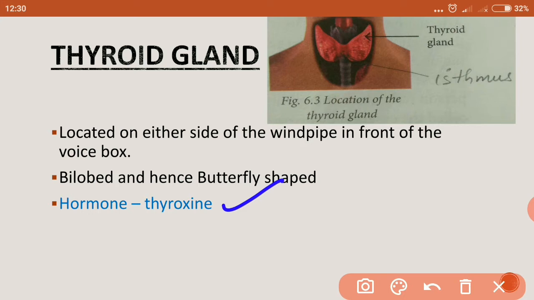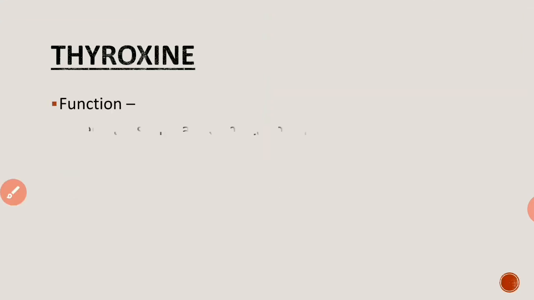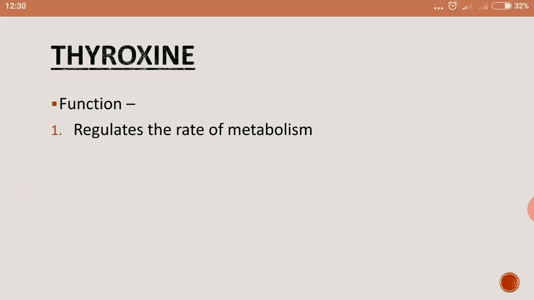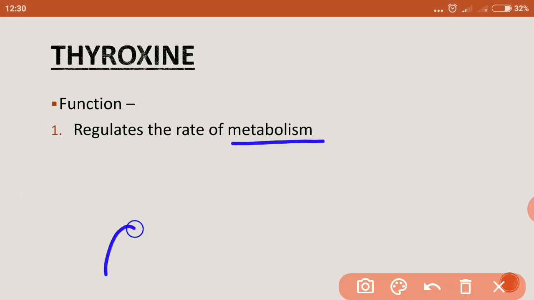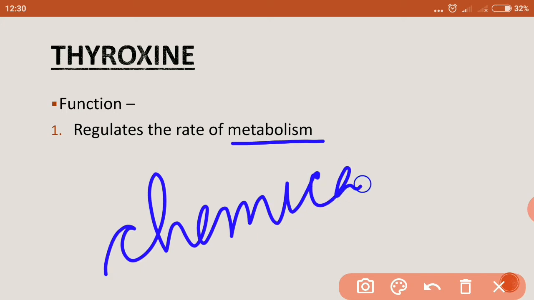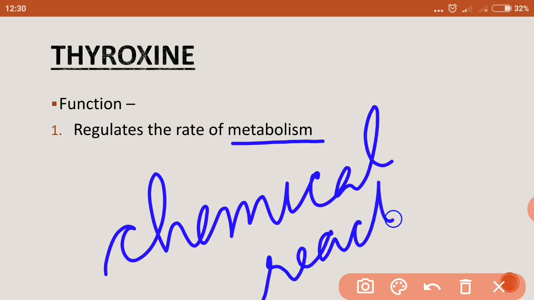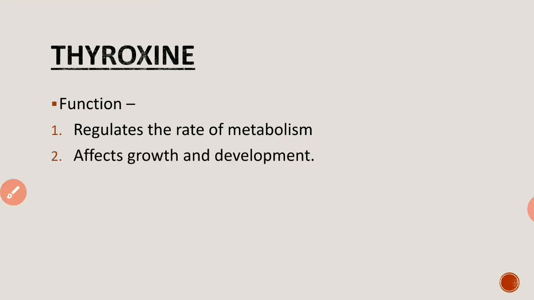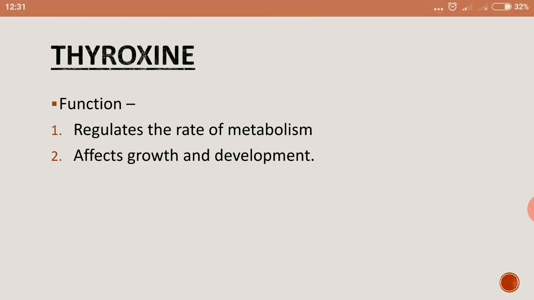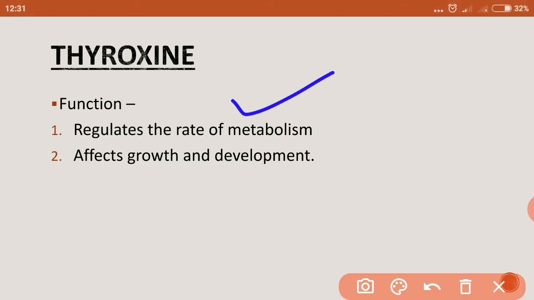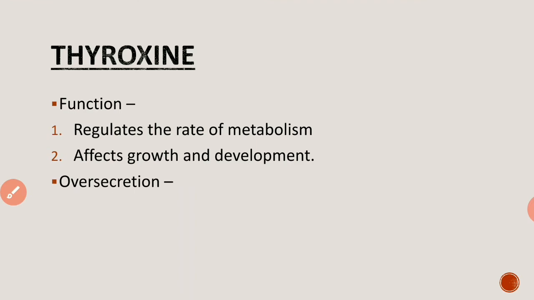What are the functions of the thyroxine hormone? It regulates the rate of metabolism. What do you mean by the term metabolism? It means the chemical reactions that take place in our body, like those in respiration, digestion and all the different processes. There are so many chemical reactions that take place in our body. Because of this, it affects growth and development. If it maintains the rate of metabolism normally, then the growth and development of the human being will be normal, isn't it? Now what happens if it is not secreted in normal amount?